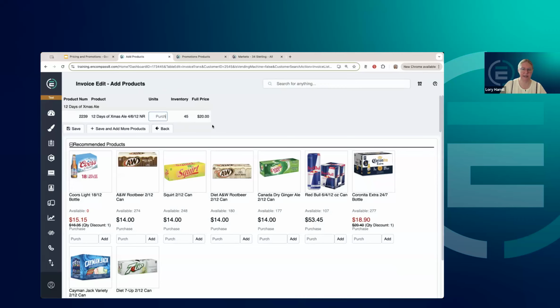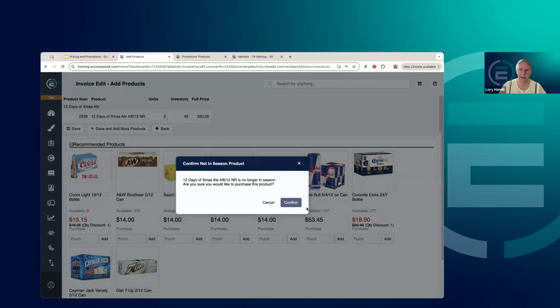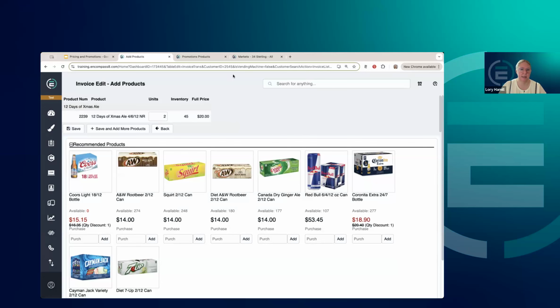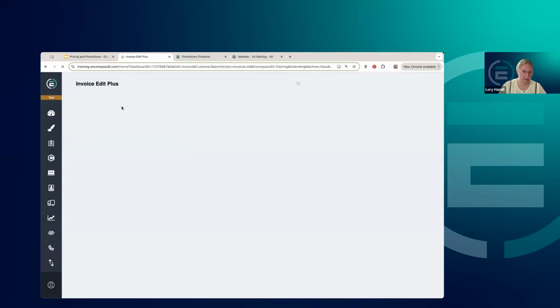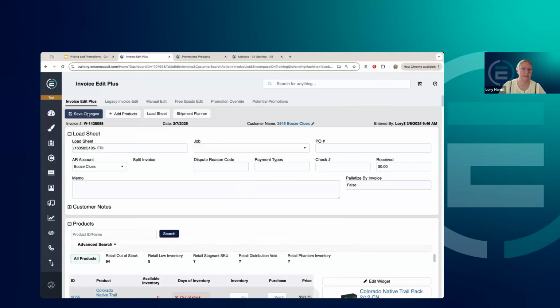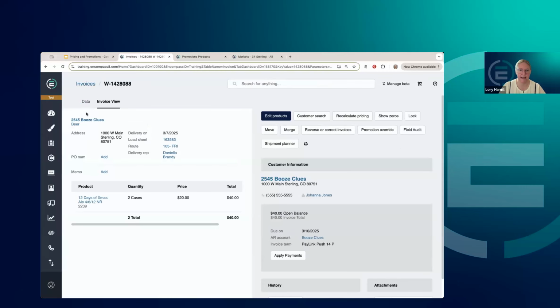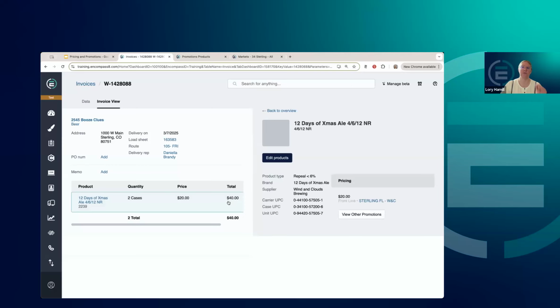We're going to do that instead. And when I purchase it, I see that the full price is coming through at $20. I'm going to add those 2 units. Okay, thank you. Save. Done. And when I save this invoice, I now have the ability to see how many cases, what the price was, and their total amount.